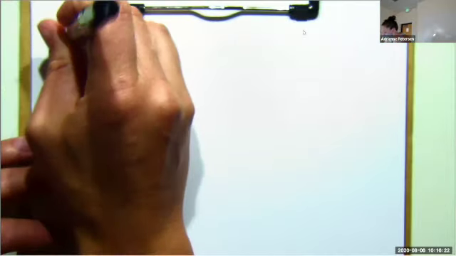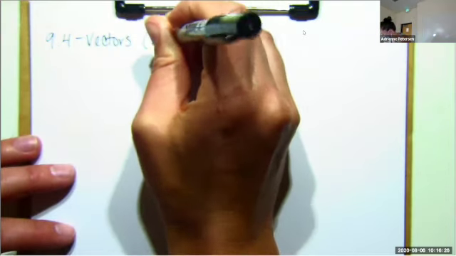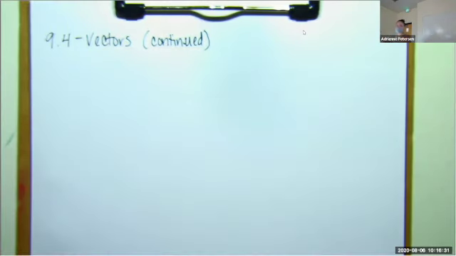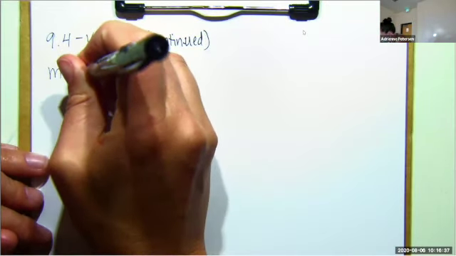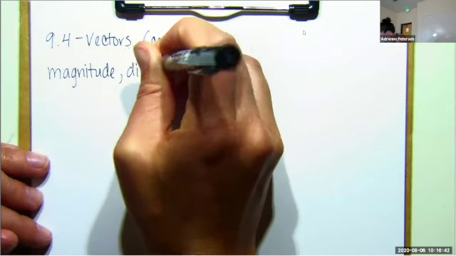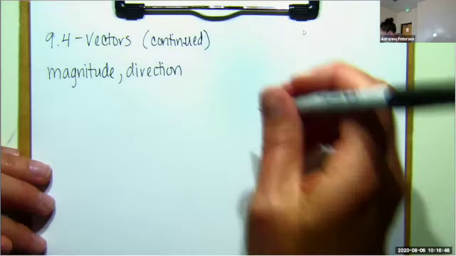All right, so today we are continuing with section 9.4, which is on vectors. So let's remind ourselves from last class what a vector is, and then we'll keep working with them. So a vector has both magnitude and direction. Whereas a scalar is just a number, a scalar only has magnitude and no associated direction.